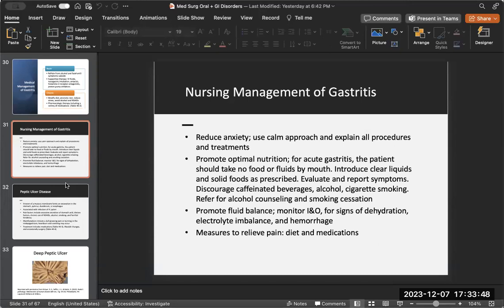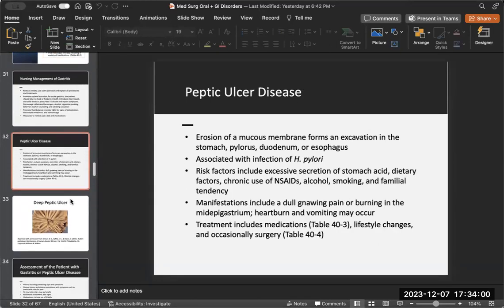Are they hypotensive and have compensatory tachycardia? Okay, those are the things. And also measures to relieve pain, but not NSAIDs, Tylenol. Okay, now peptic ulcer disease can also be caused from GERD.